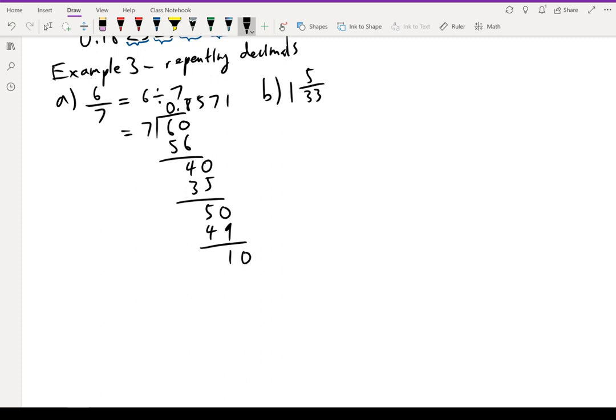Oh, it seems like it's just repeating itself. No, not repeating. It just goes on. Let's continue. Let me see if I did something wrong.